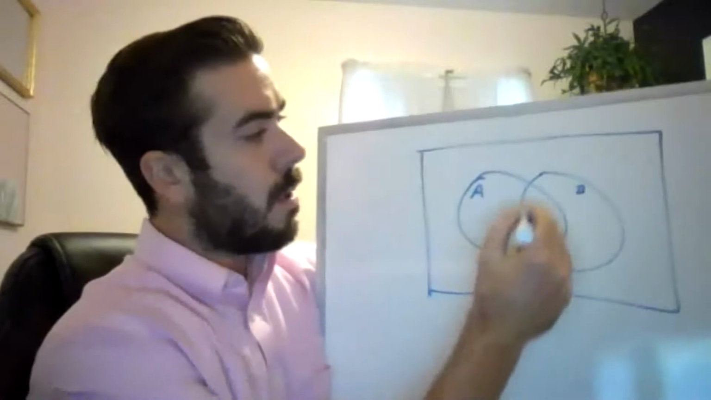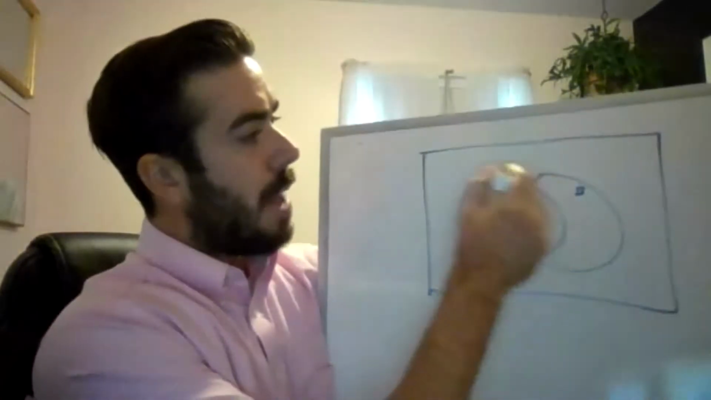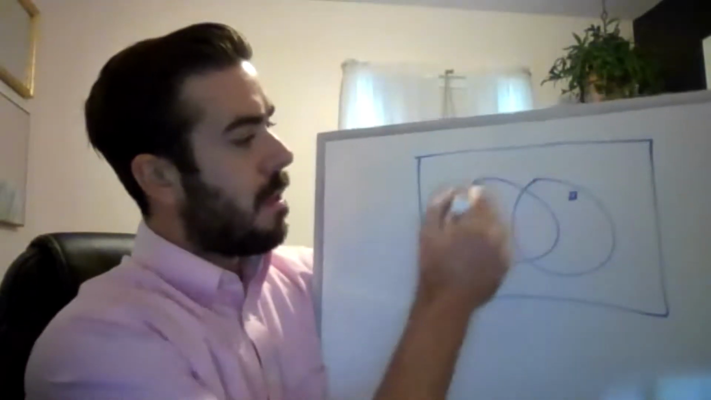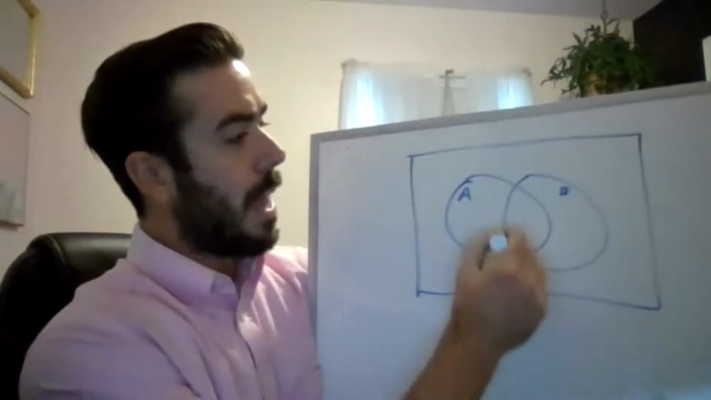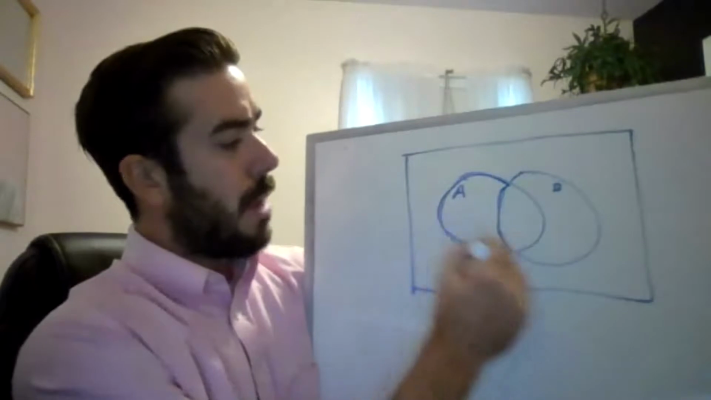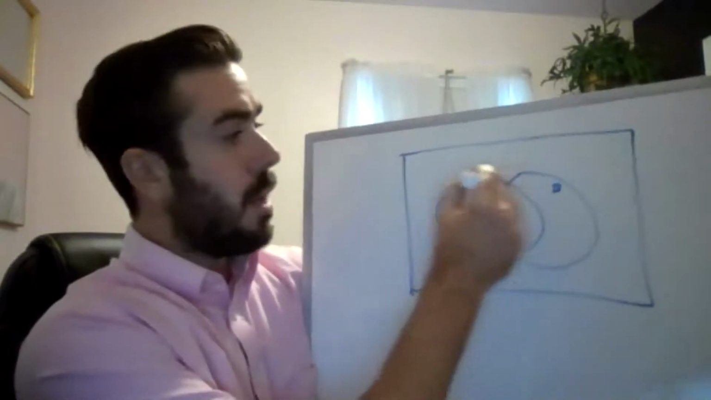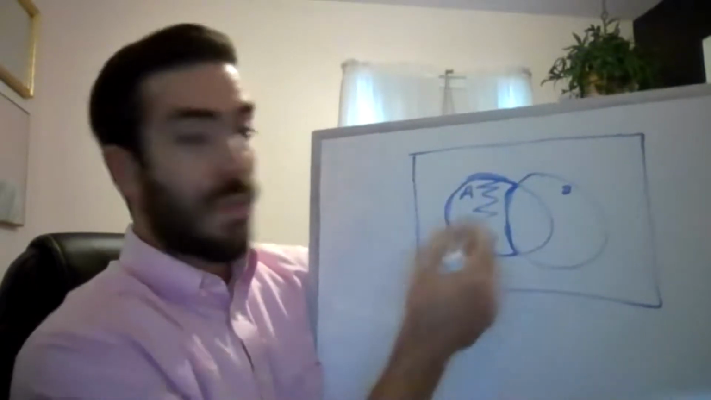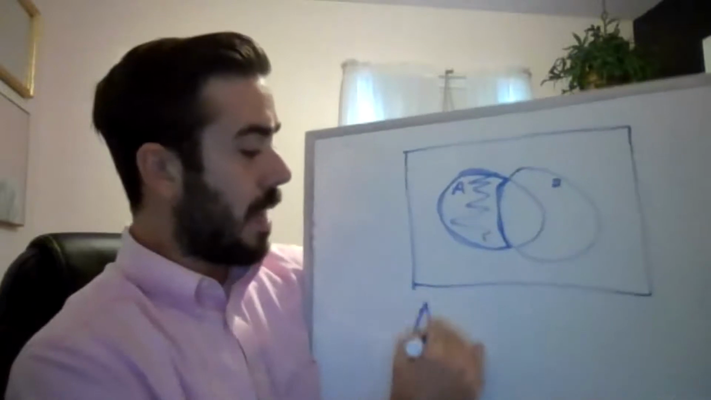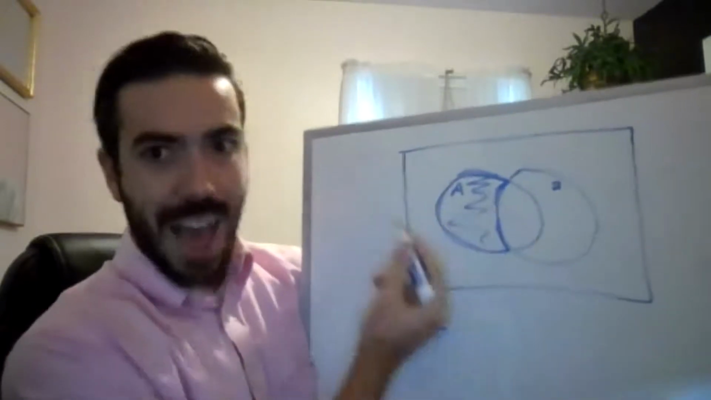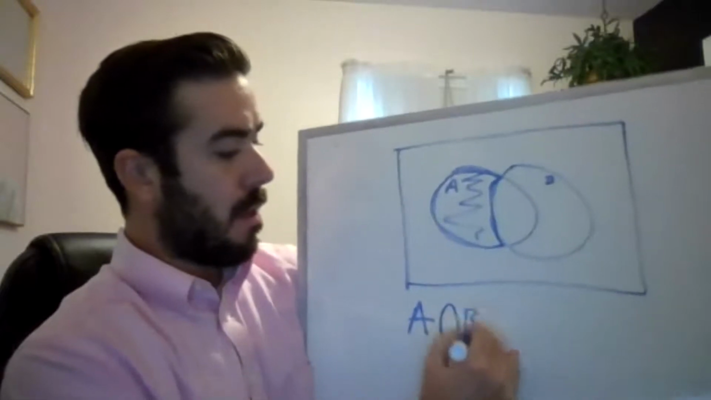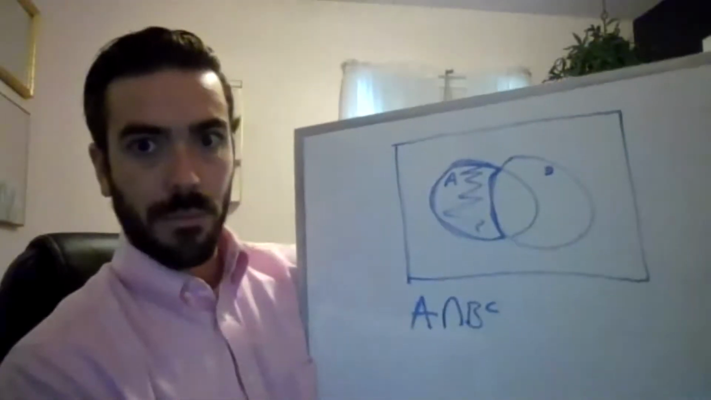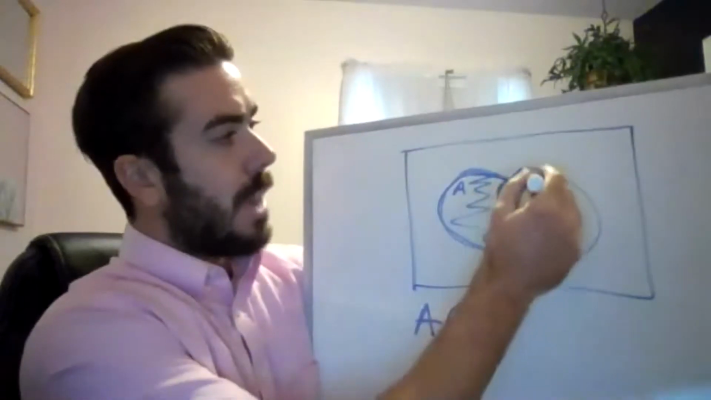So first of all, what is everything that's in A but not in B? Well, if it's in A but it can't be in B, it would actually just be this crescent moon here. What that represents is everything in A but not in B. So it's the intersection of A and B complement.